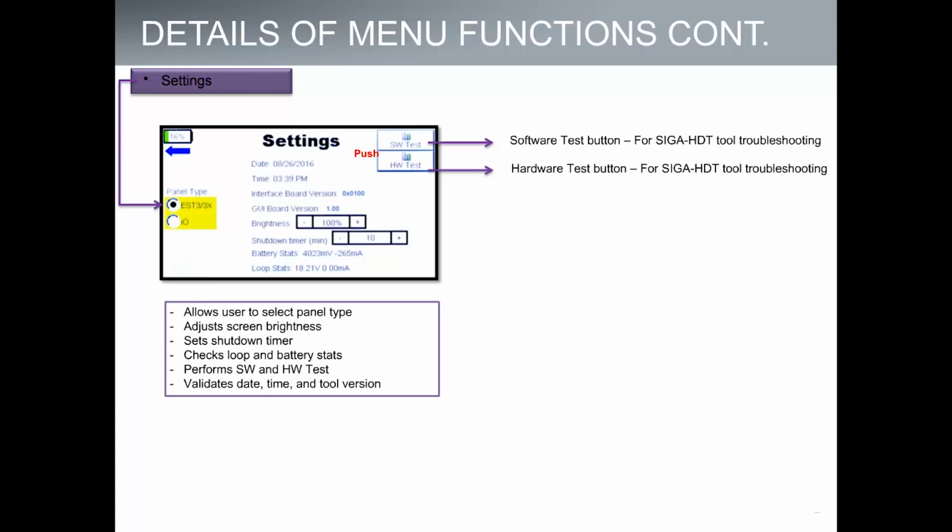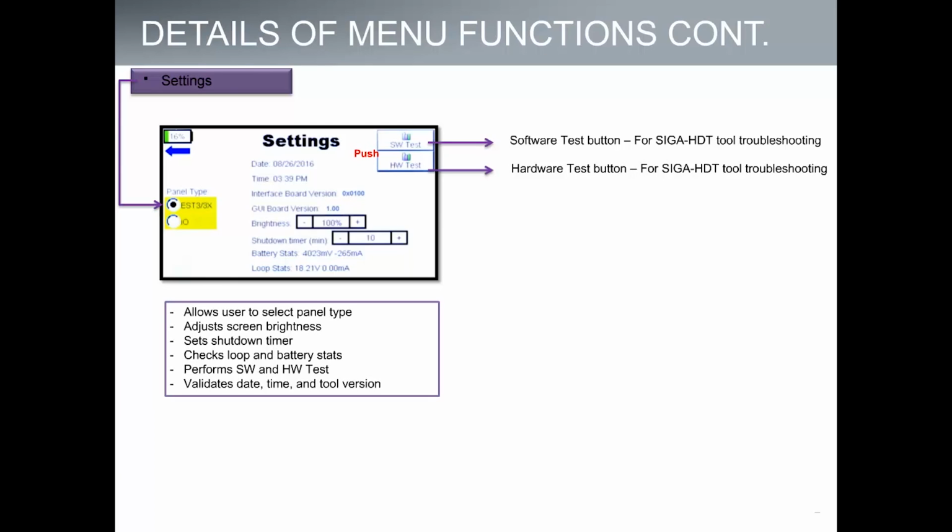Settings. The settings screen displays the current date and time. The SIGA-HDT needs to be connected to a computer to sync the time and date. The interface and GUI board versions, along with the battery status, loop output voltage, and current, are displayed on this page as well. Press the plus or minus to increase or decrease the screen brightness or shutdown timer respectively.